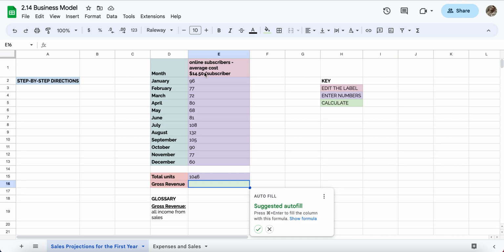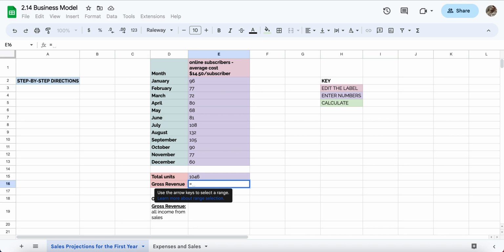So to calculate gross revenue, we would take this number, our total units, and multiply it by the average cost. So again, equal sign, that starts your math equation so that Google Sheets knows that it's going to do math for you. You're going to select your total units number, and then add in the multiplication sign, which is the little asterisk star on number 8. So you need to do shift and 8. And then you're going to type in the amount of your average cost, which is 14.5.